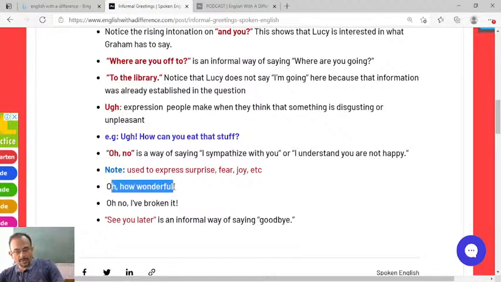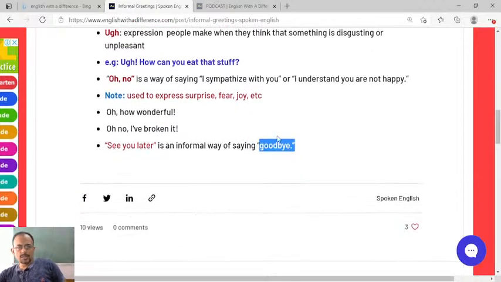"Oh, how wonderful." So when you say, oh, how wonderful, it shows joy. So "oh" is also used to express surprise, fear, or joy. "Oh no" can also be used when we express some fear, right? And "see you later" is an informal way of saying goodbye, right? In a formal situation we say goodbye, but in an informal situation we say see you later.